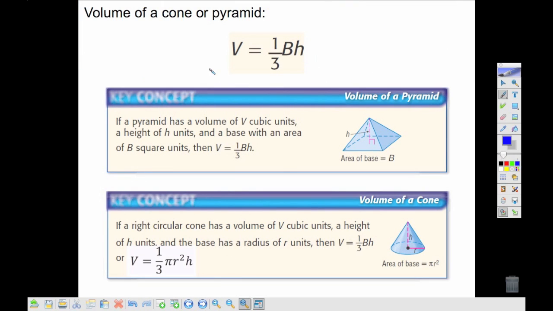And so the formula for this is going to be 1/3 of the area of the base times the height. That's going to be the same for the volume of a pyramid or a cone, although for a cone we can use pi r squared for our base, but it's still the same formula.